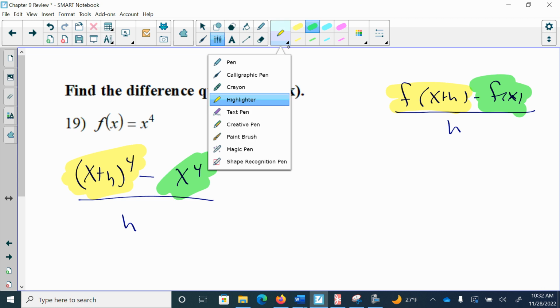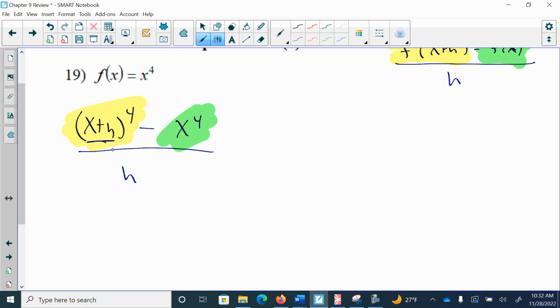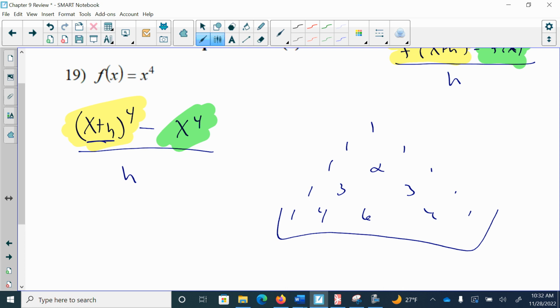Everything else matches up. So now I'm supposed to use the Pascal's triangle and the binomial theorem to expand this x plus h to the fourth. Since the coefficients are just 1, I really don't have to make the table. I can just go to that fourth row of Pascal's triangle, and I can get my coefficients here because I'm raising it to the fourth power, so it should match. So I'm going to have x to the fourth plus 4.